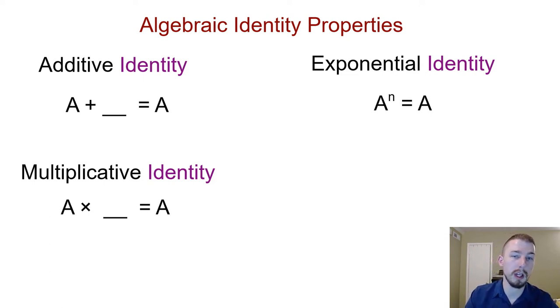So here we have algebraic identity properties. If we remember, the additive identity is what we add to something in order for the identity to remain the same. So what do we add to A in order for it to remain the same? Well, the additive identity is 0, right? And then the multiplicative identity is what we multiply by in order for it to stay the same. So A times 1 would still equal A. And then the exponential identity is what we put something to the power of in order for it to remain the same. So anything to the first power is still just going to be that anything.